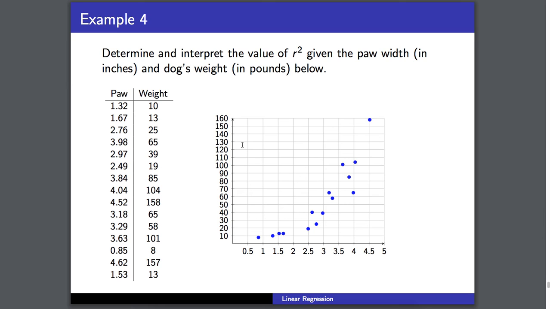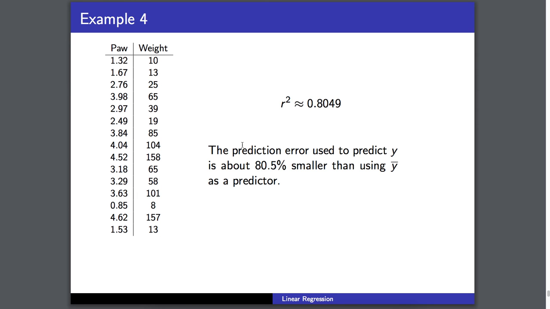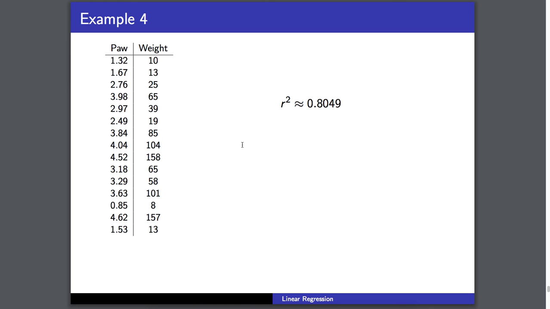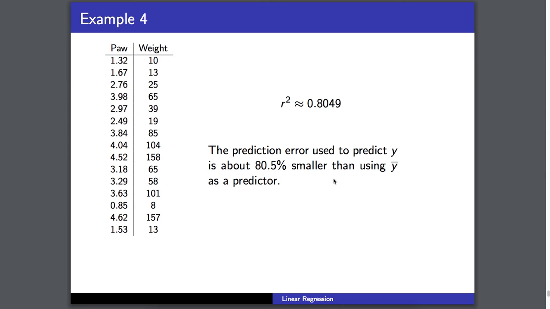And if we take a look at the value of r squared from this data set, if we enter it into either Desmos or Python or whatever program you happen to be using, we get an r squared value of about 0.8049, or about 80.5%. So looking at our prediction error, if we use our linear regression equation for this data set, that's going to reduce the prediction error by about 80.5% compared to if we just use the mean of these y coordinates as our predicting equation.